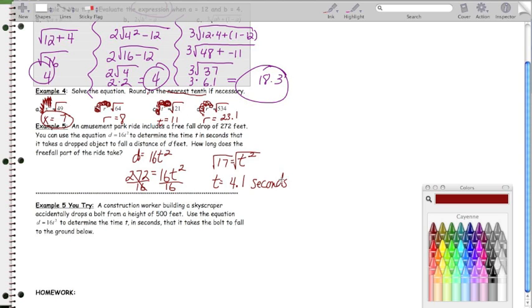Same concept. A construction worker building a skyscraper accidentally drops a bolt from a height of 500 feet. Use the equation d equals 16t squared to determine the time in seconds that it takes a bolt to fall to the ground. They actually checked on Mythbusters if dropping something from the Empire State Building would, they say if you drop a penny, it would do severe damage to the person it would land on. But I think Mythbusters found there's ledges and things like that that would come into play, so it's not going to happen. So feel safe, we're not in danger.